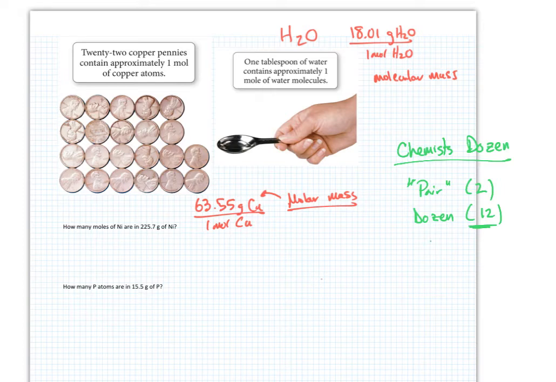We can have things, something like a gross, 144. We have another term called a case. Case of your favorite beverage comes in packages of 24.